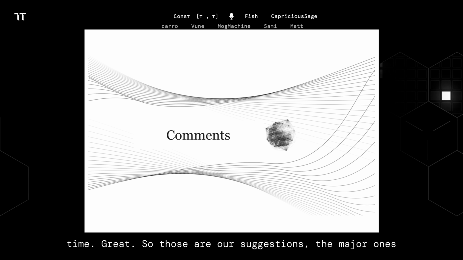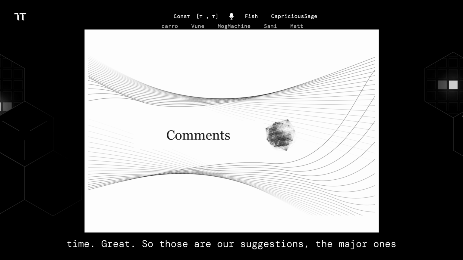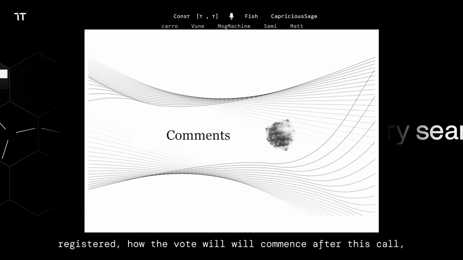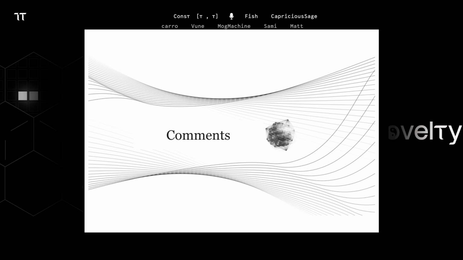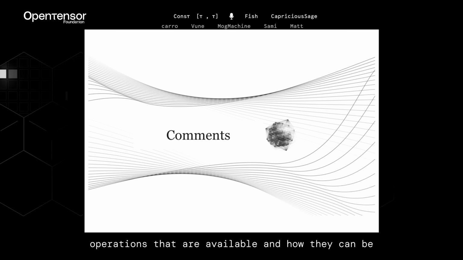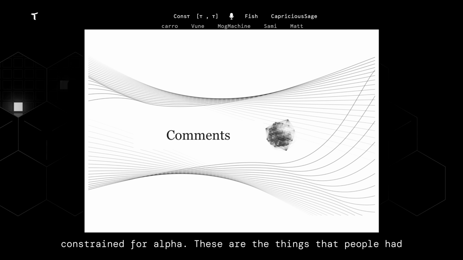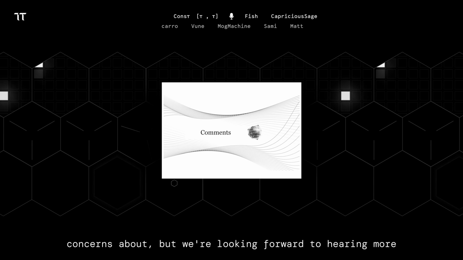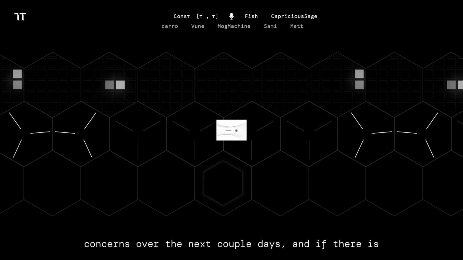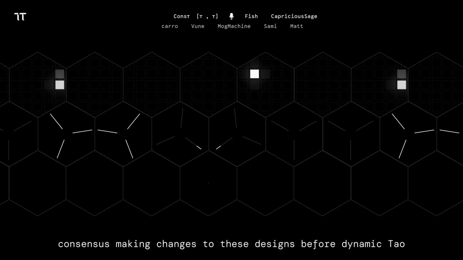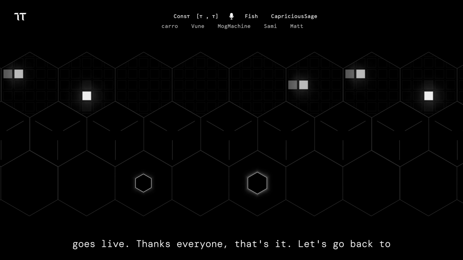Great. So those are our suggestions. The major ones being the transaction costs, the rates of the subnets being registered, how the vote will commence after this call, the tau weight that we're suggesting, as well as the operations that are available and how they can be constrained for alpha. These are the things that people had concerns about, but we're looking forward to hearing more concerns over the next couple of days. And if there is consensus, making changes to these designs before dynamic TAO goes live.